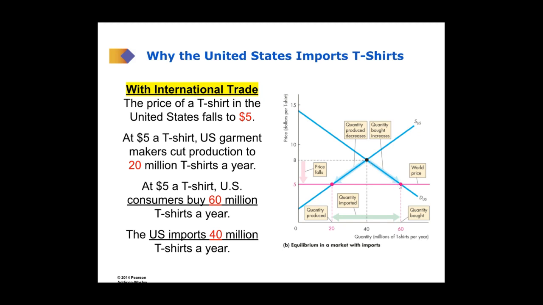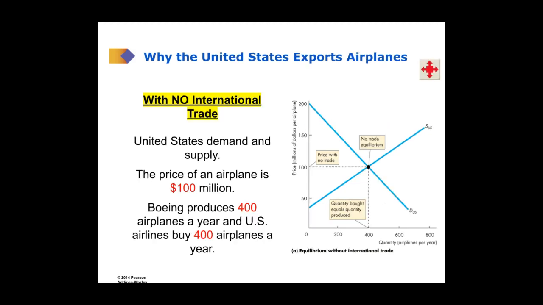But of the 60 million t-shirts that are produced, 40 million are produced outside the United States and imported, and 20 million are produced inside the United States. So there's 20 million fewer shirts being produced in the United States, but the total number of shirts being consumed is larger. It's 60 million t-shirts.